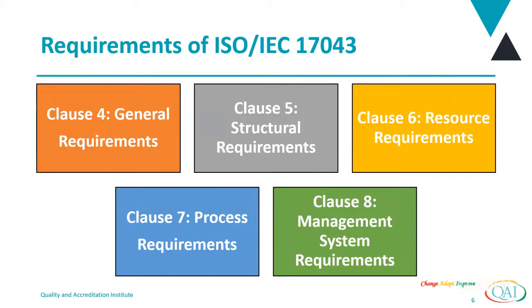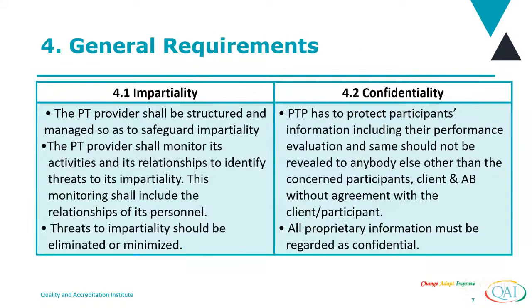So moving on to the requirements of the standard. Basically, the standard consists of 8 clauses. The main 5 clauses are Clause 4, general requirements. Clause 5, structural requirements. Clause 6, resource requirements. Clause 7, process requirements. And the last one is management system requirements. We'll move on to the first important clause, that is the general requirements, which include impartiality and confidentiality.